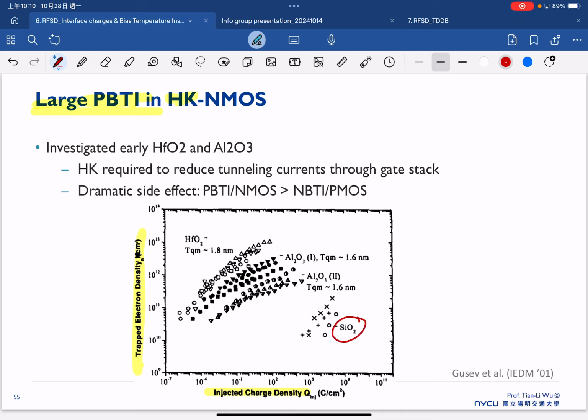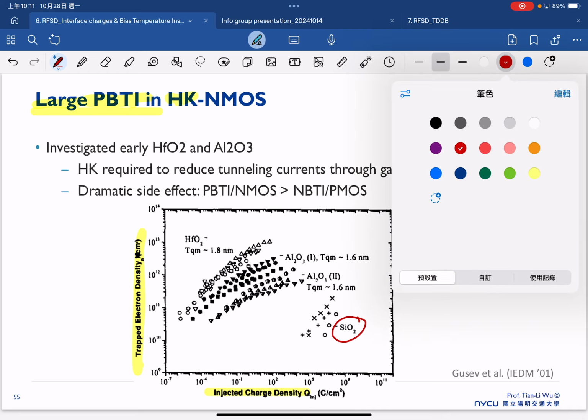SiO2 is the case where we can inject a lot, but the trapping is small. But if you look at high-k, like the hafnium oxide case, we bias relatively low, but the shift is already larger and the trapped electron density is larger. So that means this high-k material shows a very serious PBTI issue.